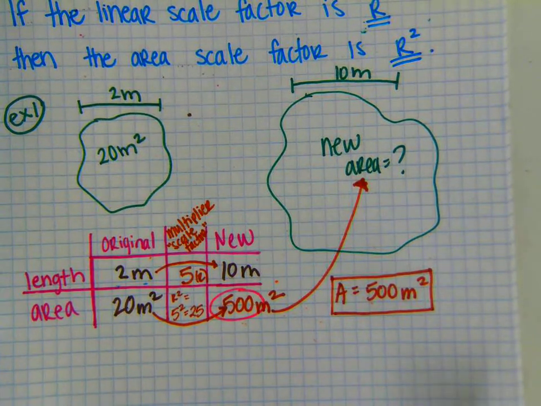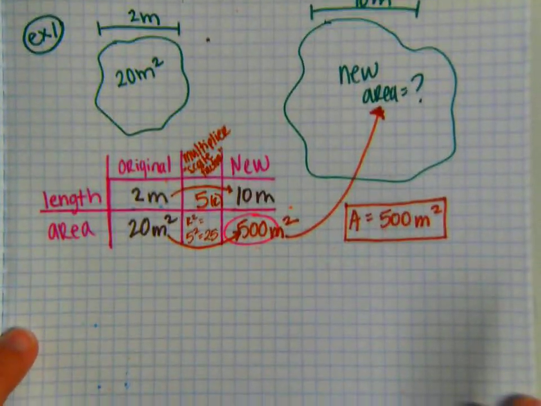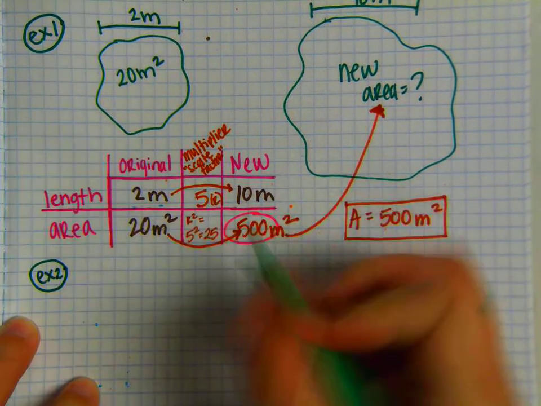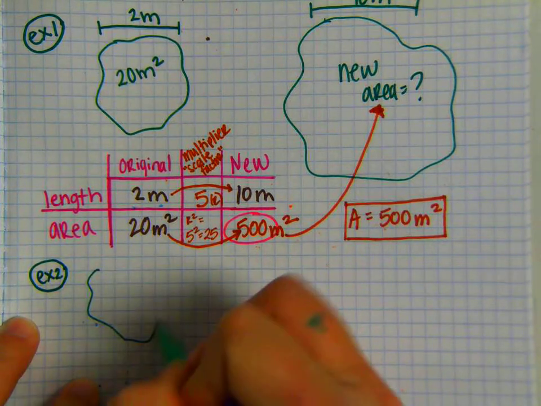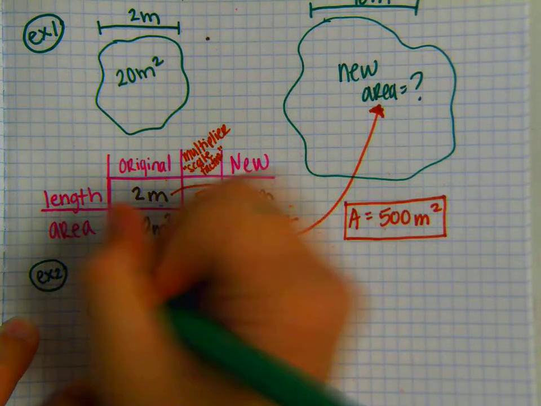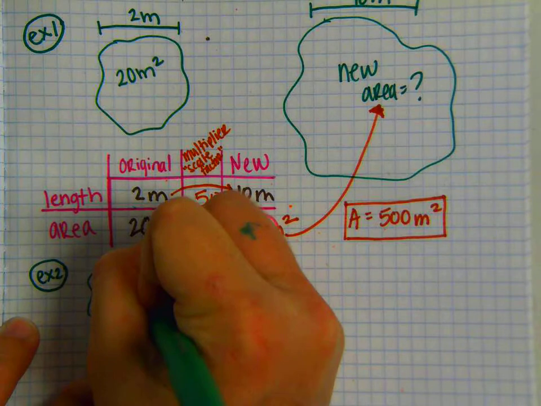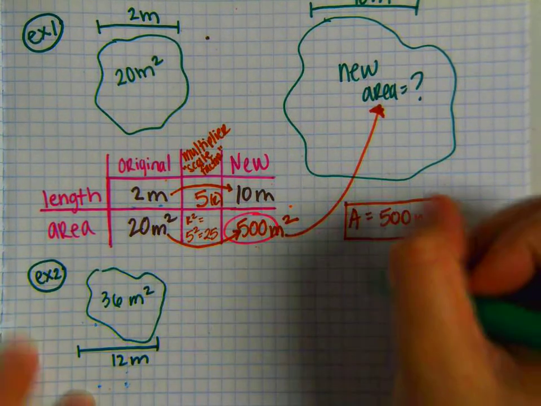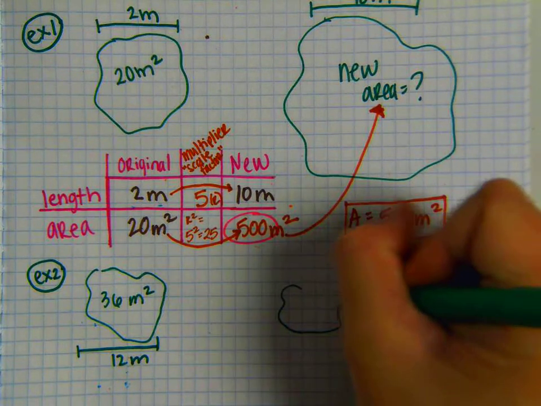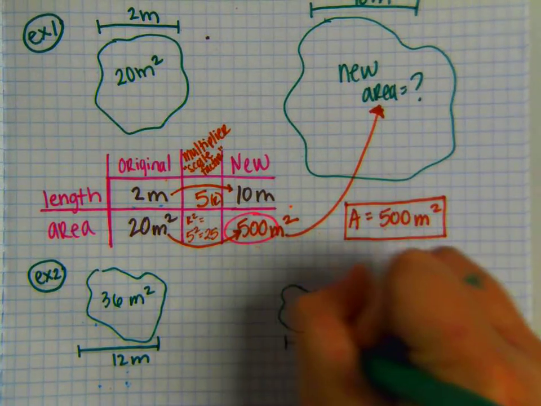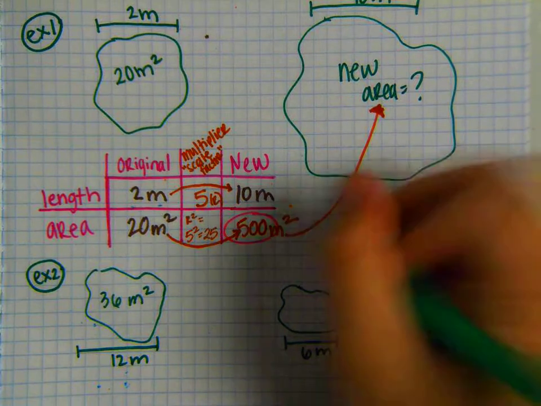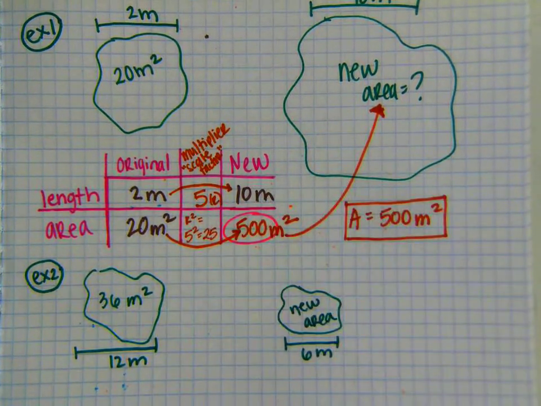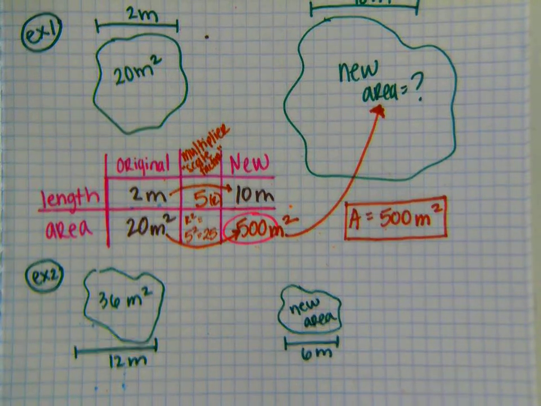So I want you to do an example now. Okay, so go ahead, build your table, and see if you can figure out what the area is for that one.